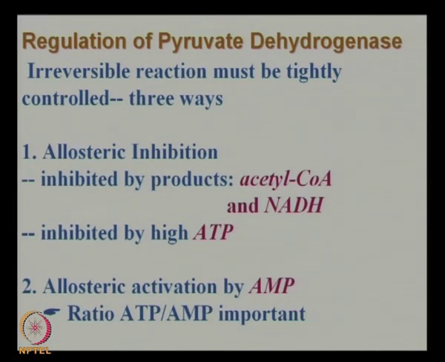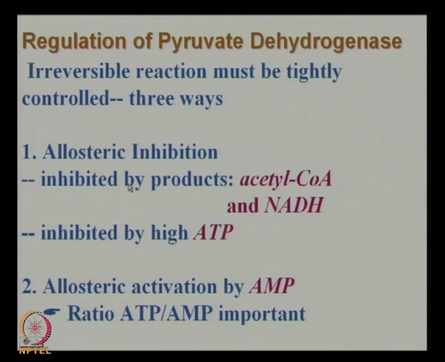Now, this particular reaction is regulated, and if we see the regulation of pyruvate dehydrogenase, we can find that this irreversible reaction must be tightly controlled, and this control takes place in 3 ways.